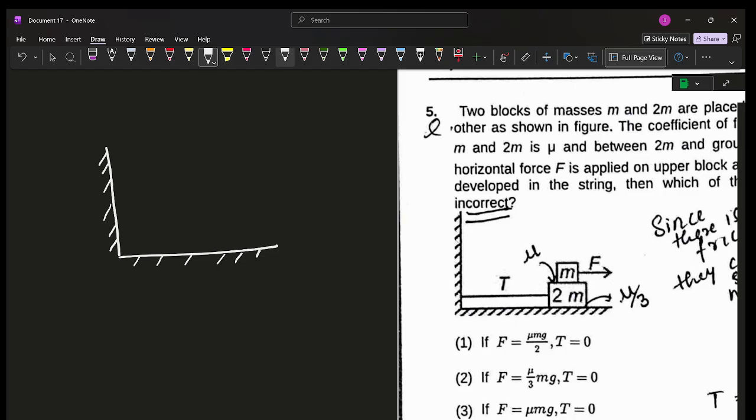Okay, we have this. We have a mass M. We have another mass 2m. I have a force coming here. I have a tension in the string that could come right there. Let me not put the direction because it might be different. And the mu here is mu. And the mu here is mu by 3. Okay. This is what they've told.